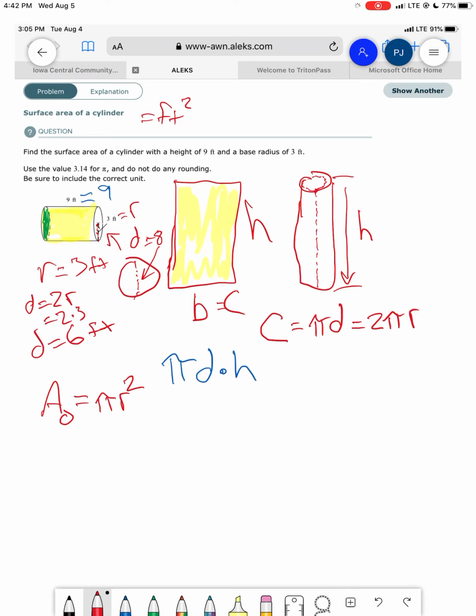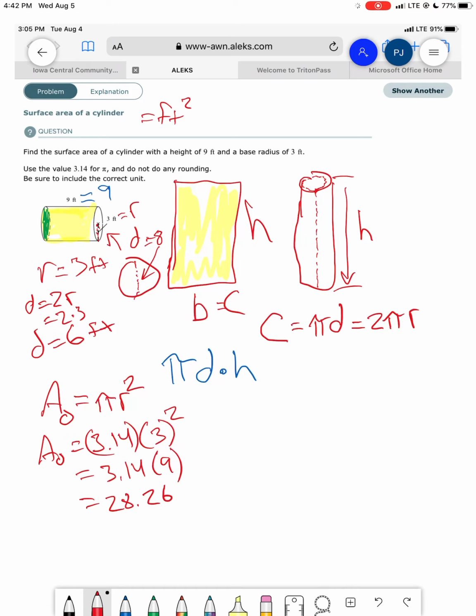So I can calculate the area of that circle. I'm given that r. The area of one circle is going to be 3.14 times the radius squared. This is 3.14 times 9. I can use a calculator here. 9 times 3.14 gives me 28.26. Now, remember, that's only one circle, and I need the other circle. I've got top and bottom or left and right, however you want to think about it. So I'm going to have two of those.